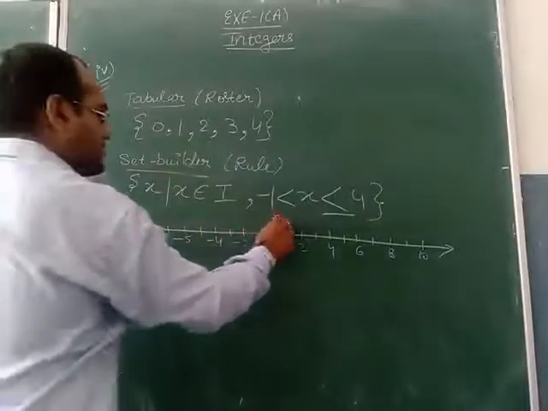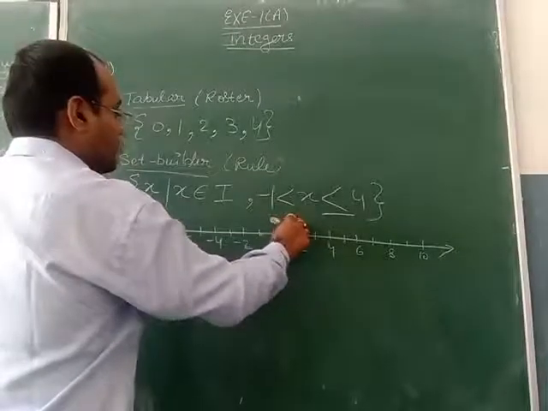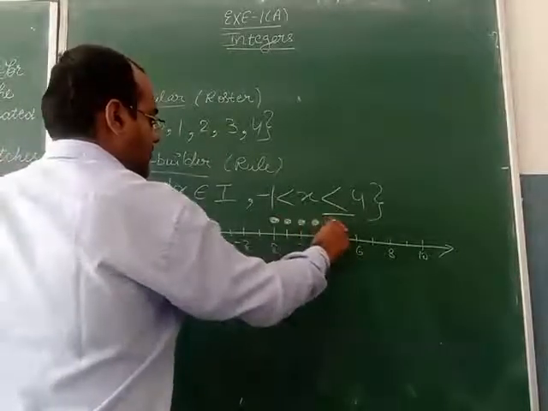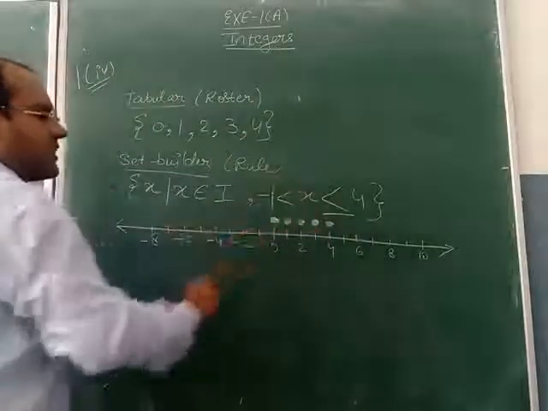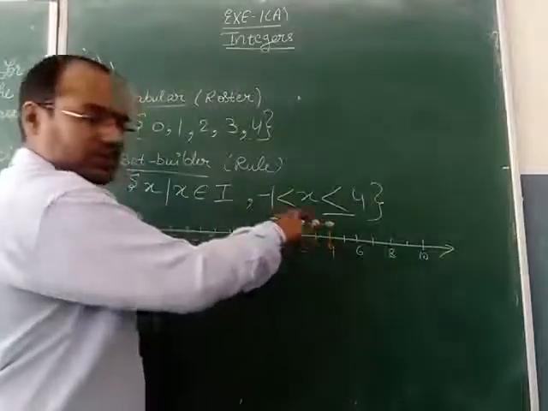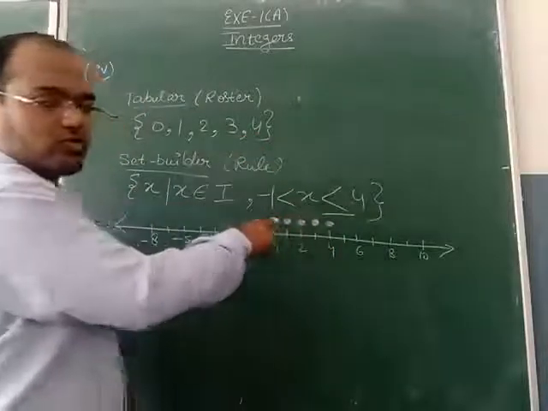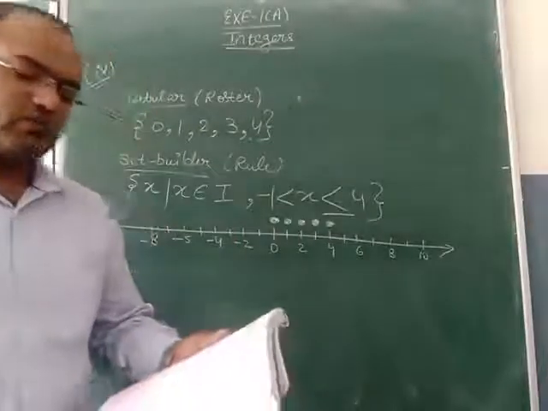0. 0 is this one. 1, 2, 3, 4. These are all the integers we have to show on the number line. That's why we are putting marks here. These marks we are putting because these numbers are the ones we have to show on the number line. So this is your question number first. Like this you have to do the remaining parts also.